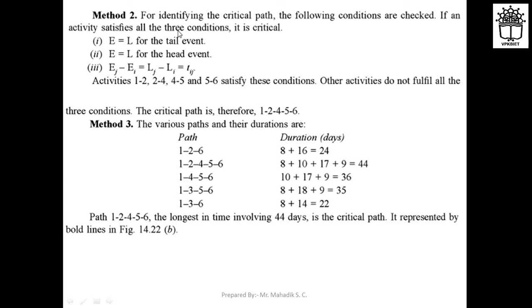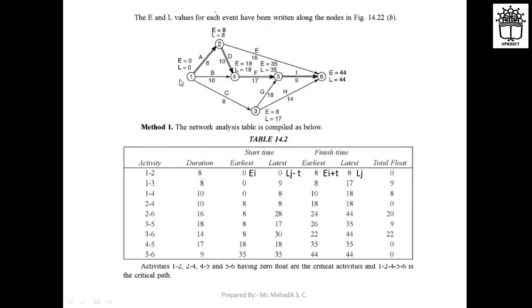If an activity satisfies all these three conditions, then we can say that it is critical. First, E is equal to L for the tail event. That means you can see that E is equal to L for all the tail events. Tail event means your starting event. This is 1, you can see that E is equal to L. So for all the events E is equal to L. Here also E is equal to L, here also, E is equal to L, right?